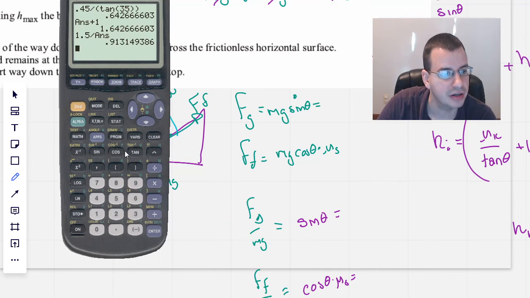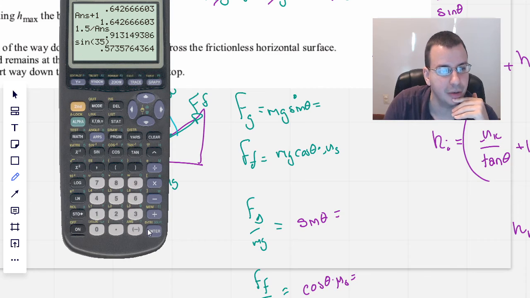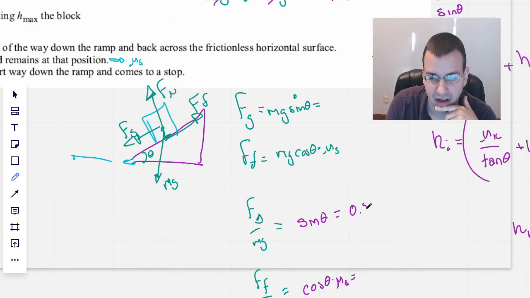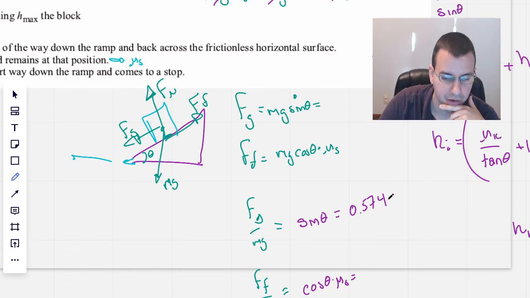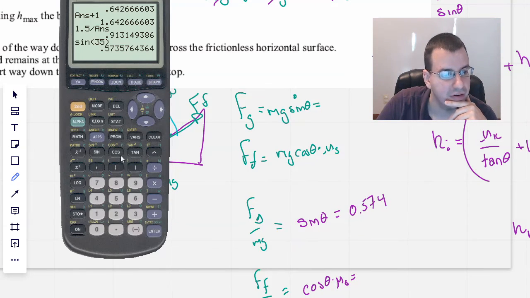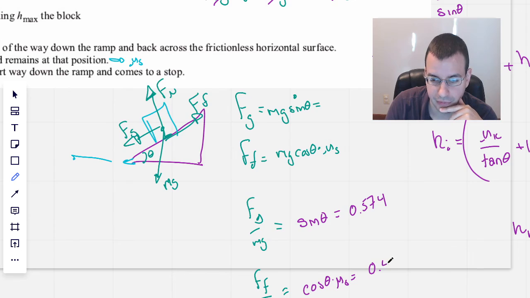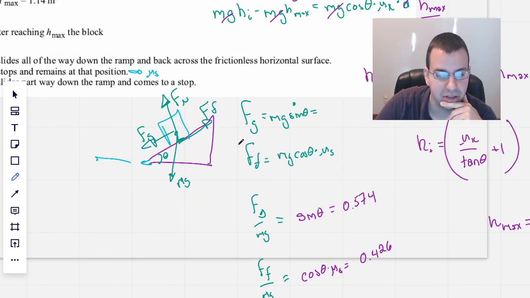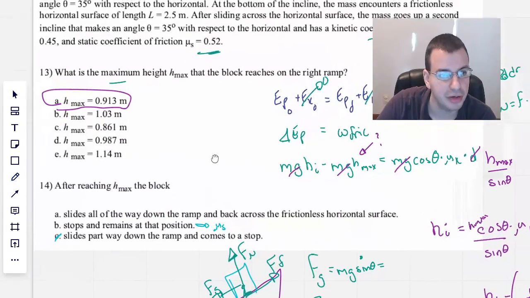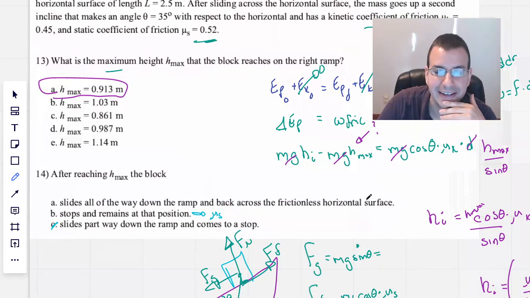So sine of 35, make sure we're in degrees. We are in degrees. Sine of 35, I know I don't need the close parenthesis, I'm going to put it anyway, is 0.574. And then we have 0.52 times cosine of 35 degrees, and that's 0.426. Make sure I got that right with the 0.52. I did, 35 degrees. That's also correct.